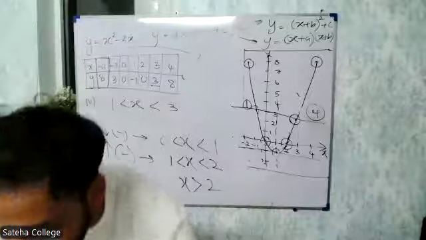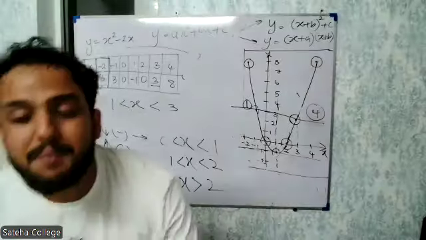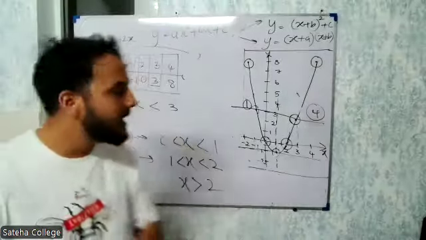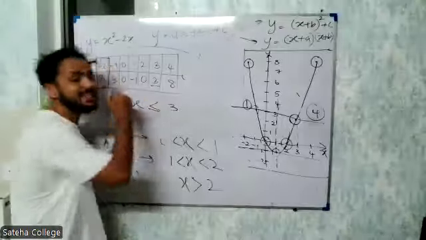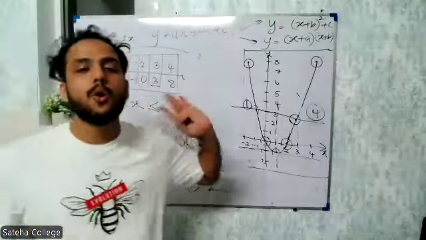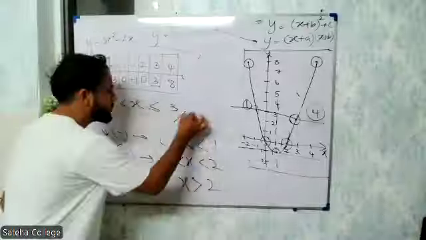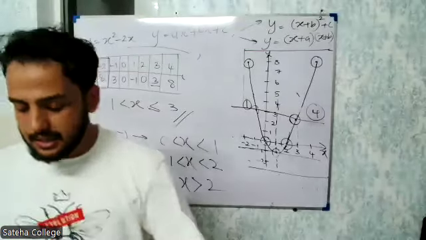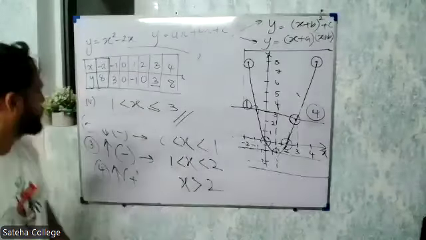Now one more thing they have told you, y can be equal to 3 as well. So what will you say? x can be less than 3 or equal to 3. This will be your final answer for Roman number 5.